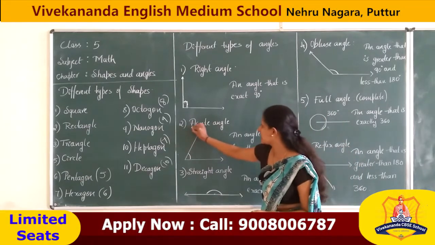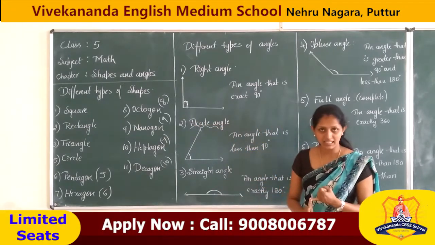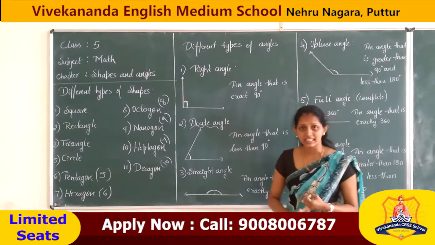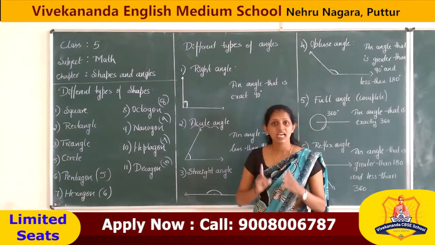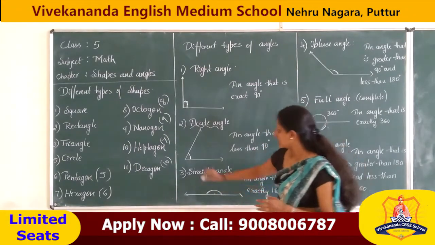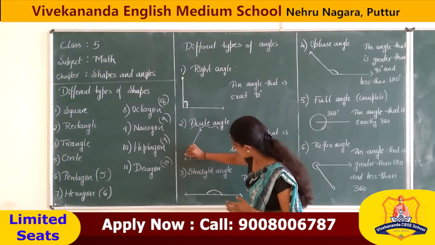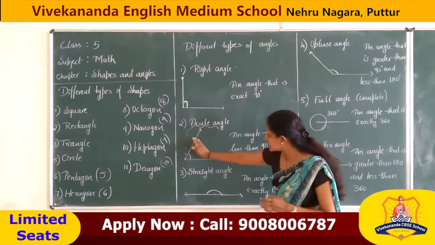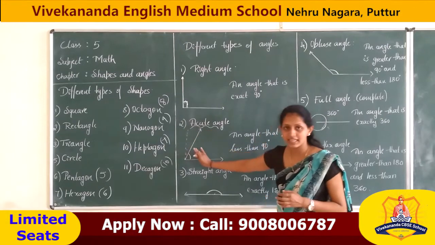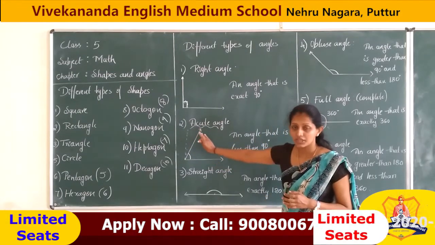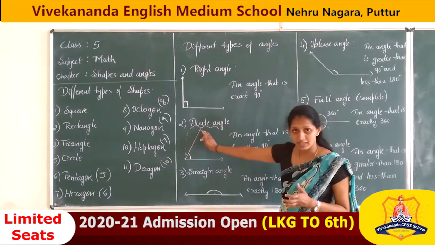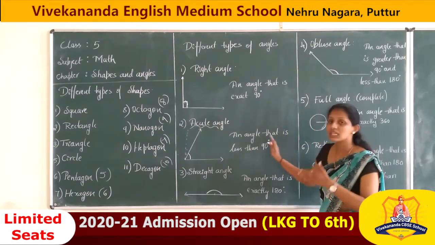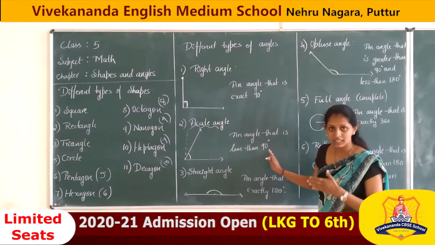First is the right angle, next comes the acute angle. Acute angle, an angle that is less than 90 degrees. This one is 90 degrees, correct? The straight line from here, it is 90 degrees. This line is less than 90 degrees, correct? So what is an acute angle? An angle that is less than 90 degrees.